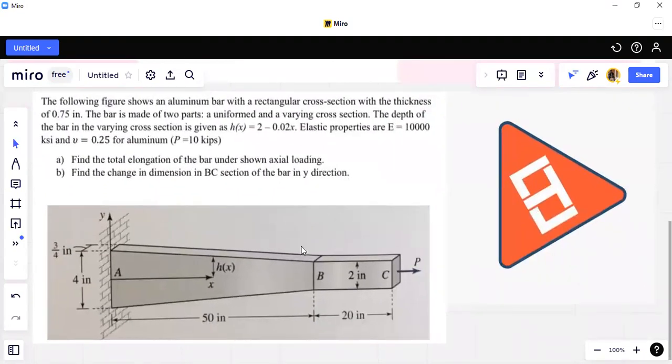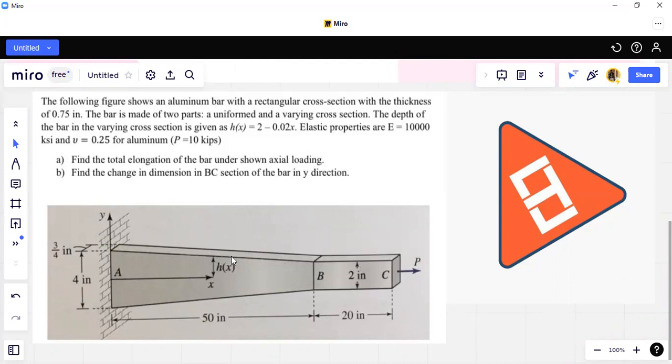So let's move to our question on strength of material. Here we have an aluminum bar which has two cross sections, from A to B and from B to C. From B to C, you can see this is a rectangular uniform cross section, but from A to B, you can see that it is a varying cross section.